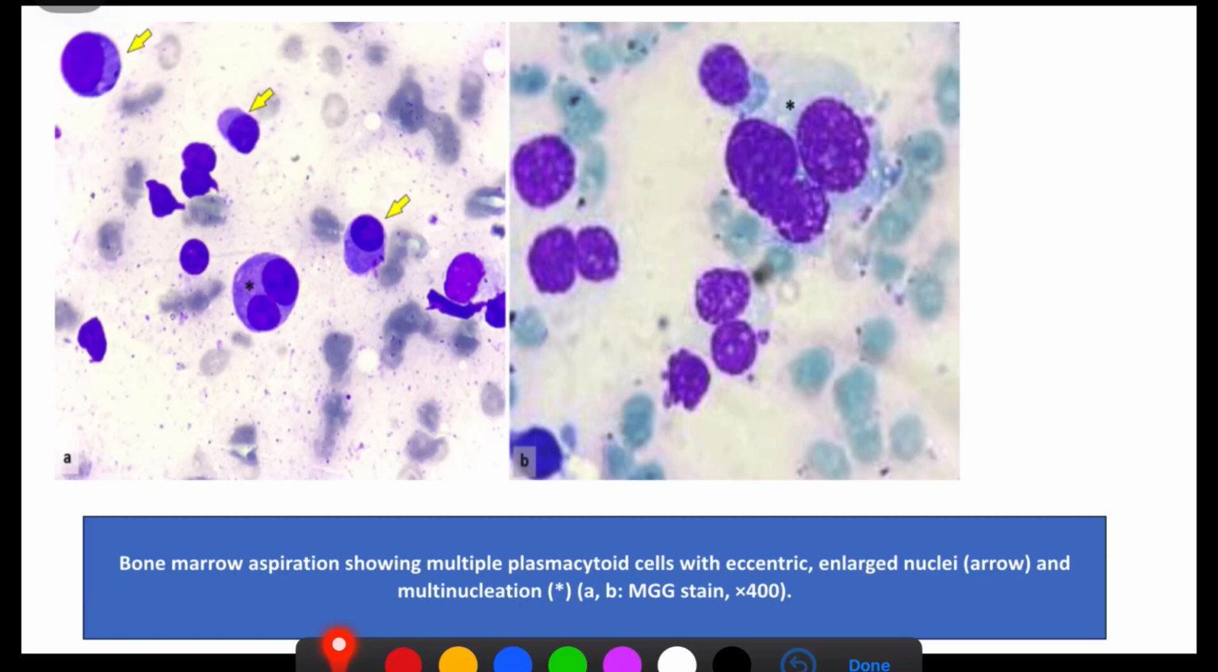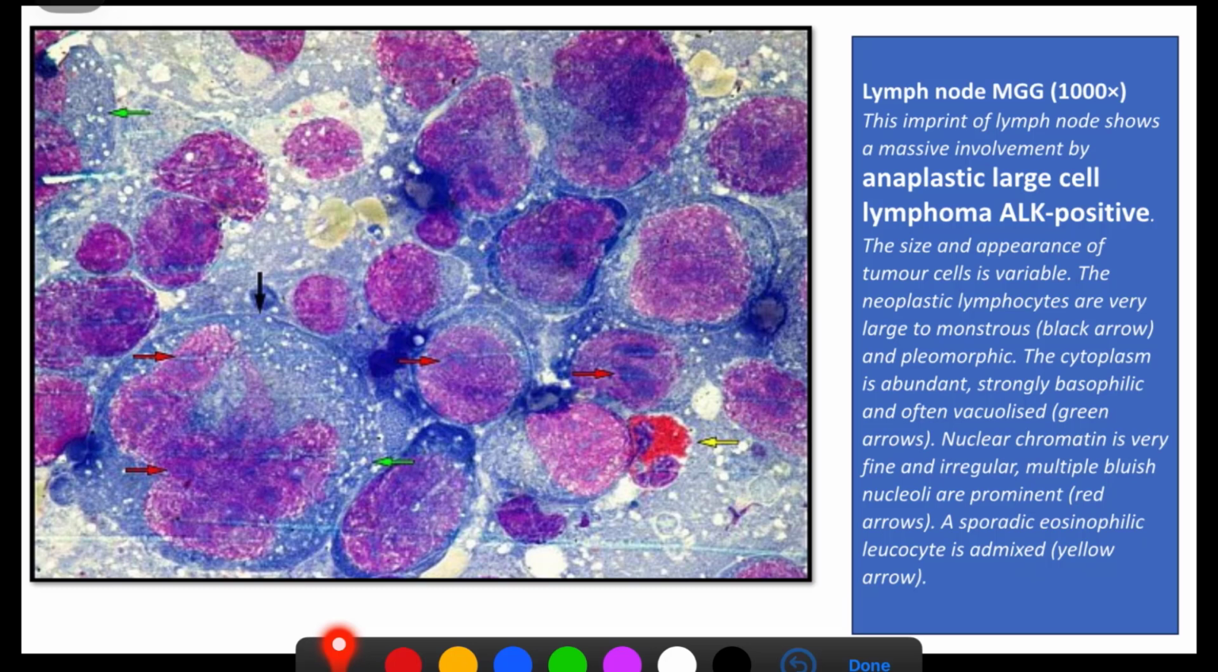This is again a smear from bone marrow aspiration where you identify plasmacytoid cells with eccentric nuclei, and here multinucleation can be identified. So this is again a high view of multinucleation and plasmacytoid appearance. Here you can identify there is no perinuclear hof, so we can identify this is not a normal plasma cell but plasmablastic cells.